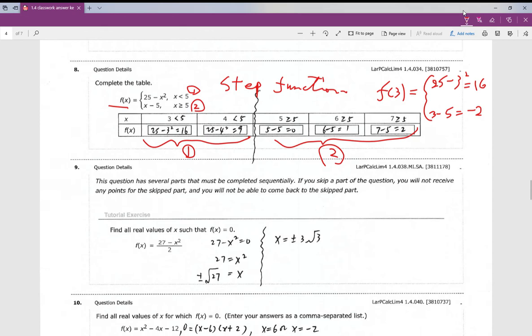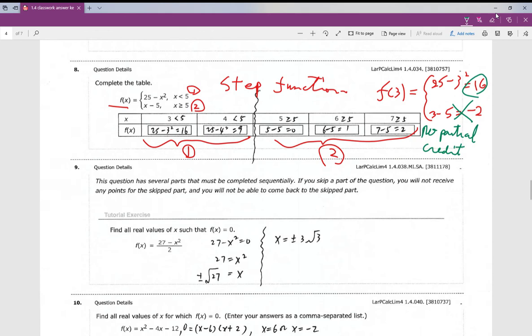And again, I say, this is a function, one input, only one output. Only one answer is correct. So do you expect I will give you partial credit? No, no partial credit. Why? Because you didn't understand the concept of function. If this is a function and they tell you x is smaller than 5, you're supposed to choose number 1 function, and you choose both.